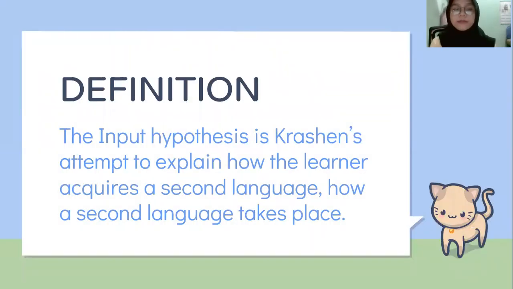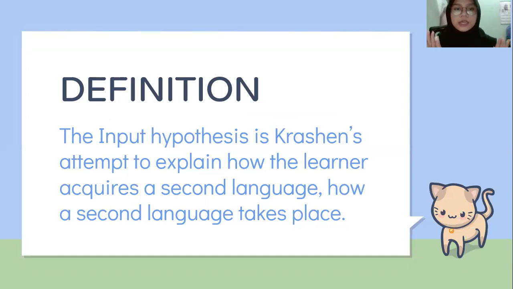So what does it mean by input hypothesis? The input hypothesis is Krashen's attempt. Stephen Krashen is the one who suggested all the 5 hypotheses that I have mentioned before. So the input hypothesis is Krashen's attempt to explain how the learner acquires a second language and how second language acquisition takes place. And input hypothesis has a key term that we have to remember throughout this discussion, and it is comprehension.